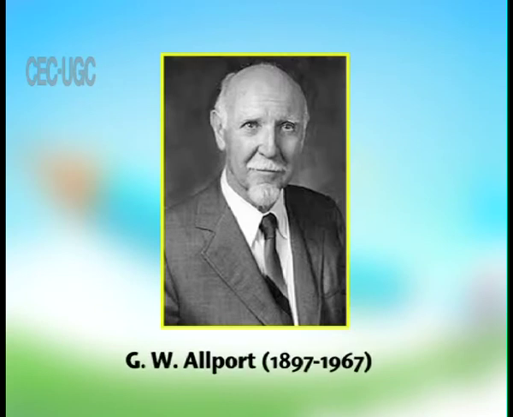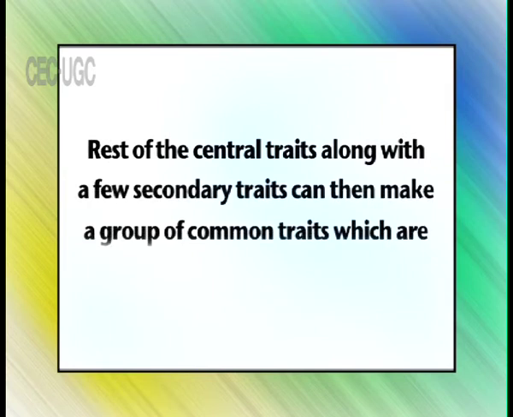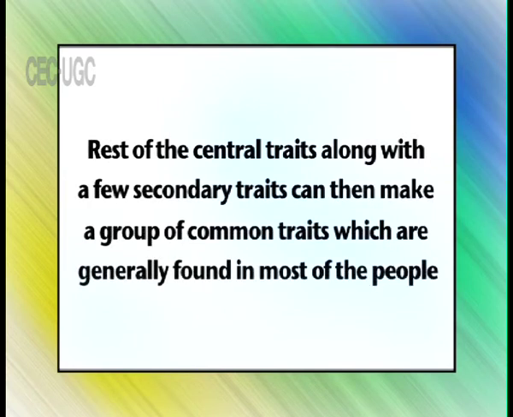So, according to Allport, one's cardinal traits, along with a few selected central traits, may play a dominant and significant role in the proper identification of one's personality from others. The rest of the central traits, along with a few secondary traits, can then make a group of common traits which are generally found in most of the people.